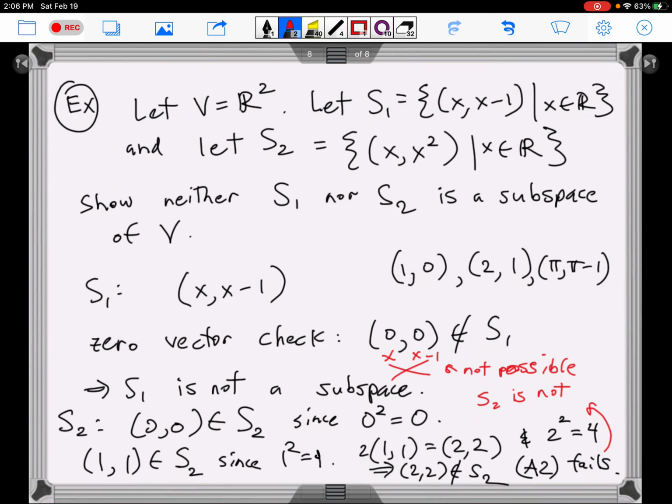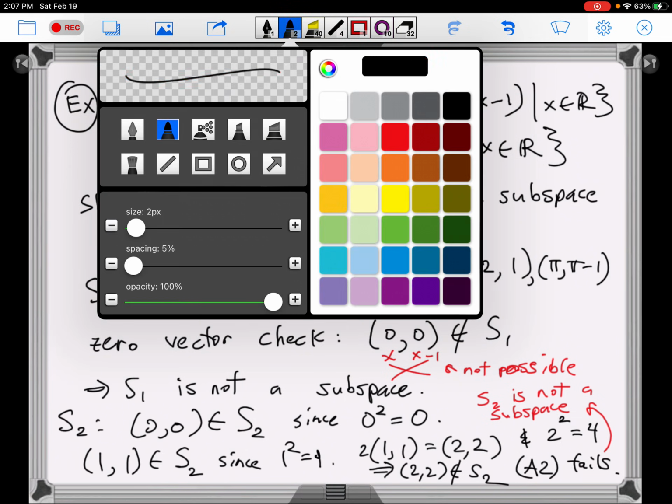S2 is not a subspace. Again, all you need to do is find one single counterexample. So my counterexample was vector 1, 1, right? We know that if something's in there, it's got to be closed under scalar multiplication, and clearly it was not. Obviously, there's many ways you could have approached this problem, but that's just the way that I chose to do it, okay? Okay, let's do another example.